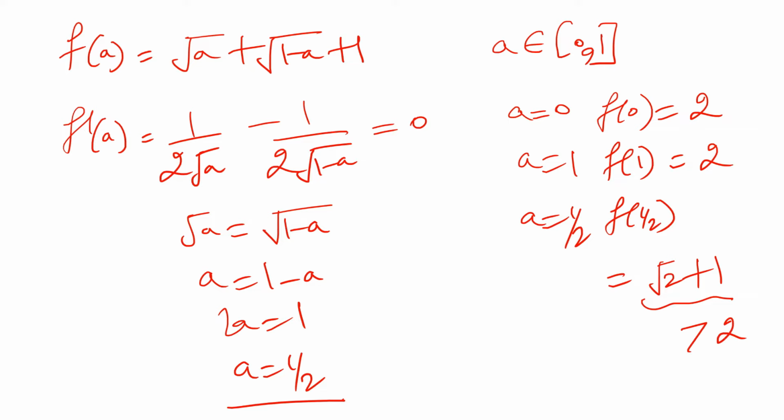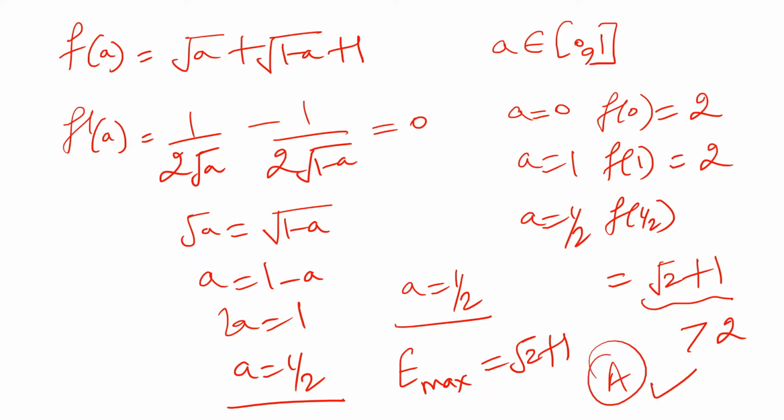So that means at a equal to half, this function becomes maximum, and its maximum value is root 2 plus 1. So obviously the maximum value of e becomes how much? It is root 2 plus 1. Hence option A is going to be correct. To find the maximum value of e, you can adopt any of these two ways. First was a method based on trigonometry, and second is a method based on maxima and minima.